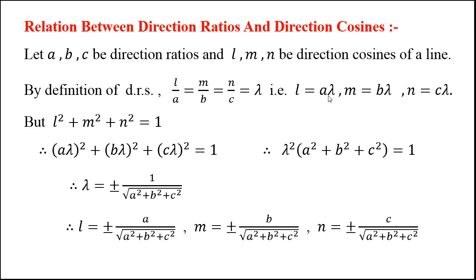So a square lambda square plus b square lambda square plus c square lambda square is equal to 1. We take that lambda square common, find the value of lambda and put this value of lambda here. So we get l is equal to a into lambda, but we have the value of lambda. So we get the relation between l, m, n and a, b, c. So if we know the values of a, b, c, we can find the values of l, m, n.